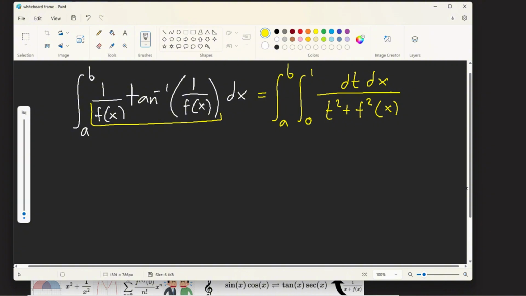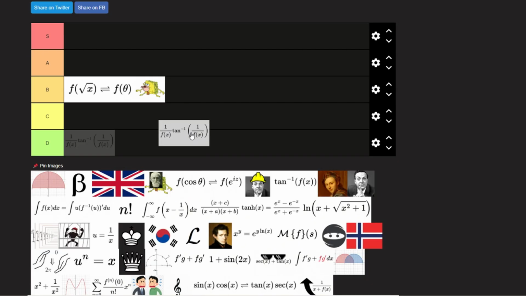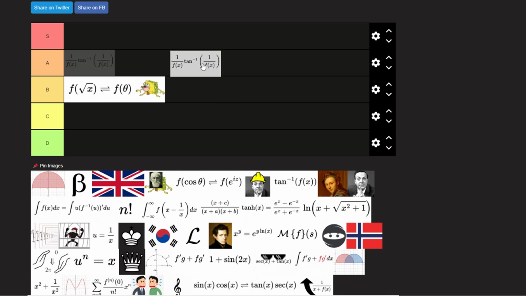Now, this is satisfying to an extent. It is satisfying if you actually do get a very nice integral, but it doesn't always turn out that way, realistically. So, in my opinion, it might be either B or A. I don't know.